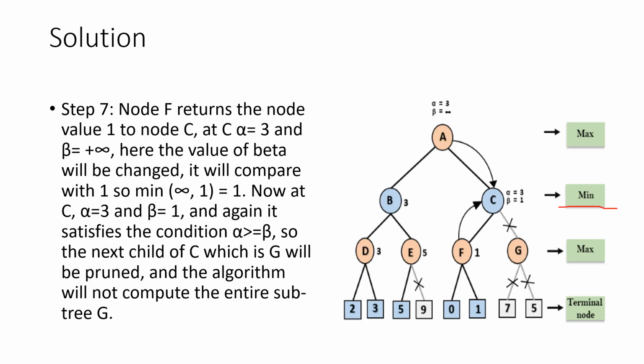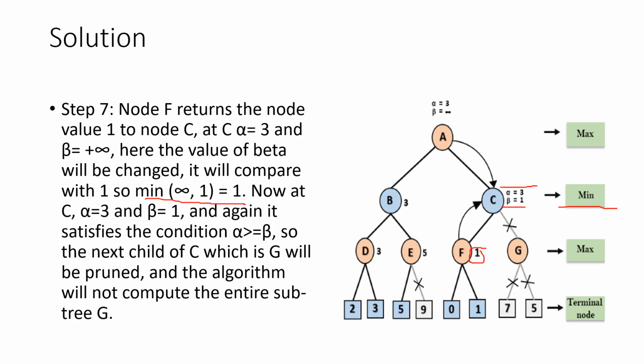So beta will be compared. So beta is equal to plus infinity, and here the min max value is 1, that will be compared, and which one is the minimum. So plus infinity and 1 is compared and the minimum is 1. So we update beta is equal to 1.